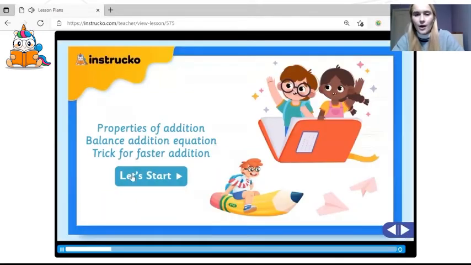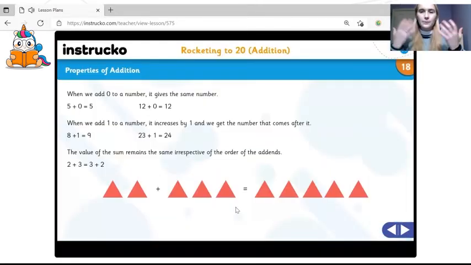Okay, so now we're moving on to looking at properties of addition. So what other strategies can we use? Okay, so here we have this example here. So when we add 0 to a number, it gives us the same number. So for instance, 5 plus nothing equals 5. And then we have the question 12 plus 0 equals 12.